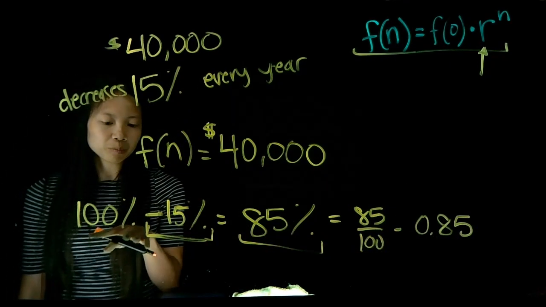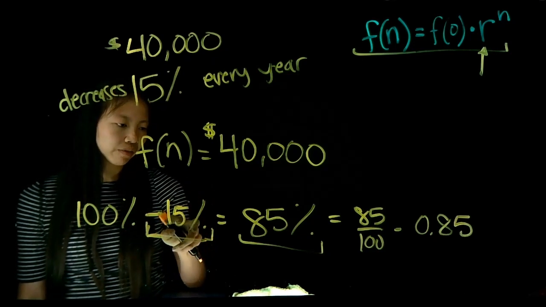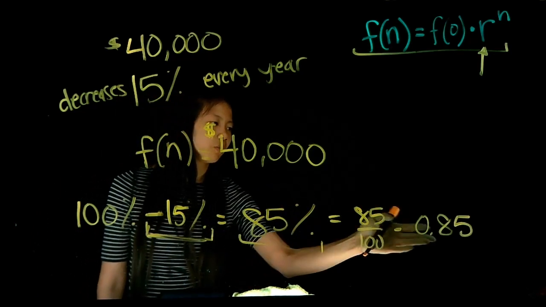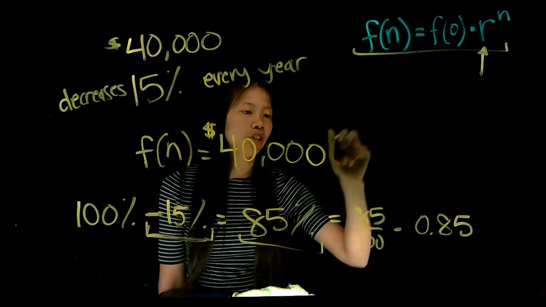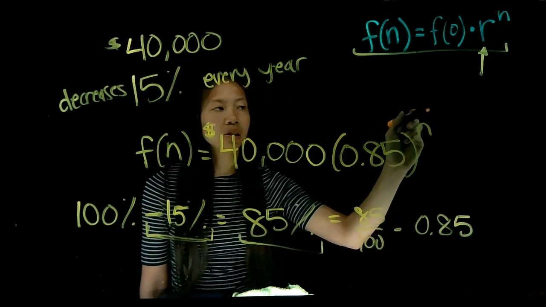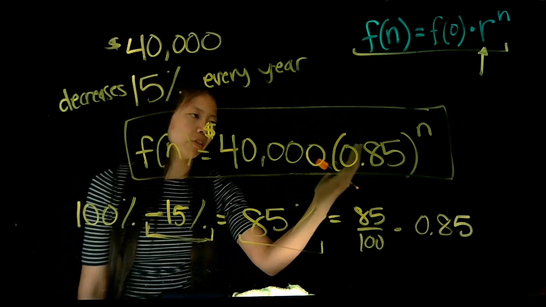So we have 100% and we're decreasing 15% every year. So we're losing 15%, aka we're only keeping 85% of our car's value, which is the same as 0.85. So our ratio is 0.85, and every year, that is every n. So this would be the equation that represents our car depreciating 15% every year.